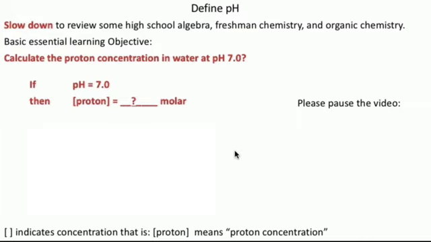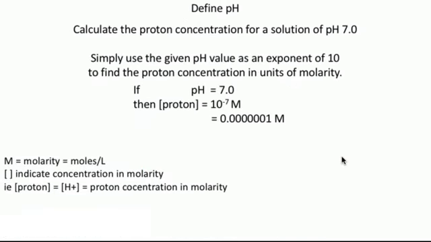The simplest thing to say is, if the pH is 7, you simply take the value 7 and make it the negative exponent of 10. That is, the proton concentration at a pH of 7 is 10 to the negative 7 molar. And it really has to do with what the basic definition of pH is, and it's simply a way of avoiding writing 0.0000001 molar. That is 1, 2, 3, 4, 5, 6, 7 decimal places to the right of the decimal point.